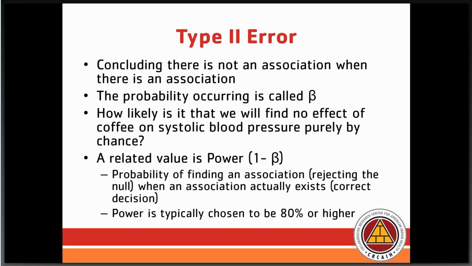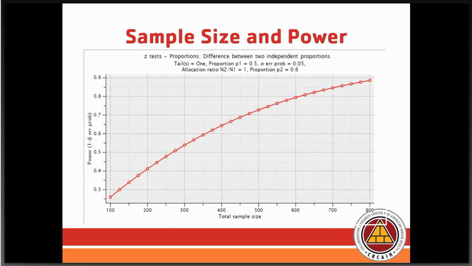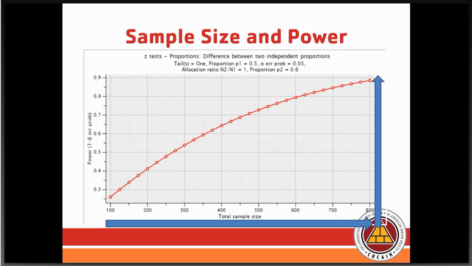The value related to beta is power, which is 1 minus beta. The power of a test is the probability of finding an association that actually exists. The power of a test is typically desired to be at least 80%. The power of a test is directly related to sample size. As seen on this graph, as sample size increases, power also increases. We would like to utilize this relationship in order to find the optimal sample size for our study.